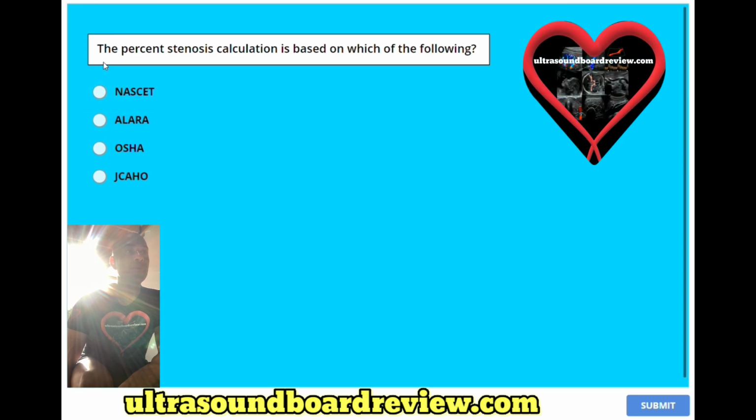Question 30. The percent stenosis calculation is based on which of the following? A, NASCET, B, ALARA, C, OSHA, or D, JACO? The answer is A, NASCET.